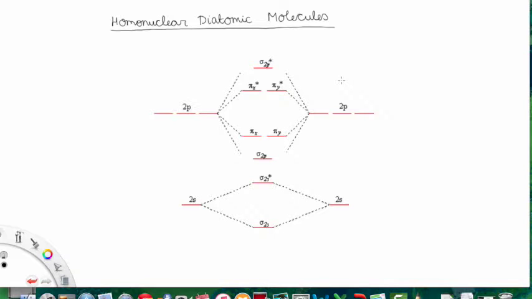So first off, this is an example of a homonuclear diatomic molecule. What that means is that it's diatomic, meaning that there's 2 atoms combining to make a molecule, but it's homonuclear, meaning that they're the same. So examples of that would be O2, F2, B2, etc. If it was heteronuclear, it would be HF, for example, 2 different atoms.